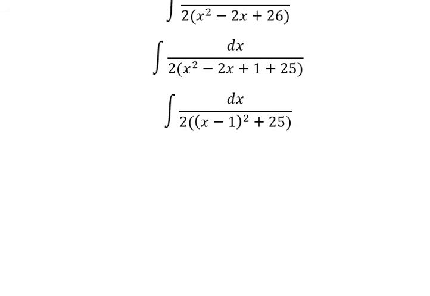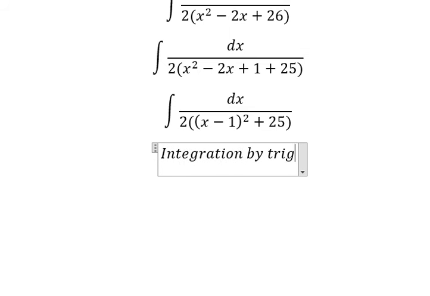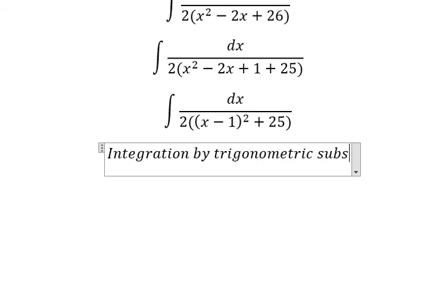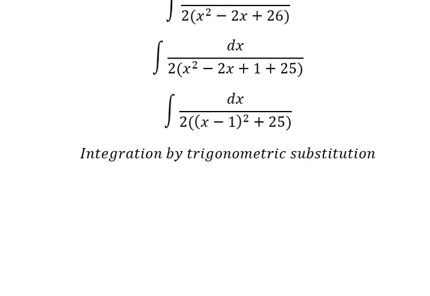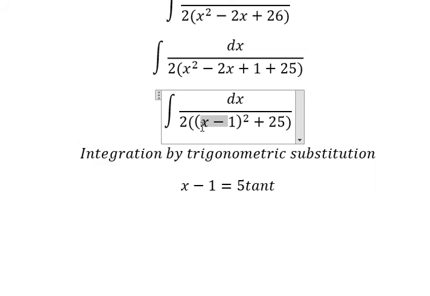Next, we can use integration by trigonometric substitution. I will put s minus 1 equal to 5 tan t, because if I put this in here, we have 25 tan t square. Number 25, we can do factorization: tan t square plus 1, we change to secant of t square, and later we simplify by ds.